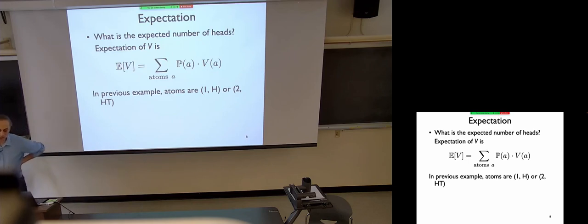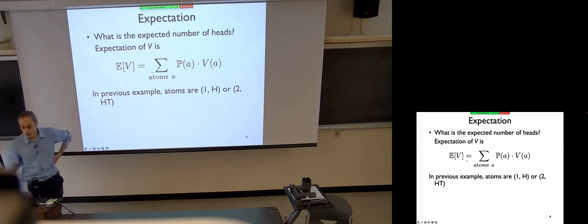Okay, so what is the expectation? We talk about expectation or expected value. The expected value is basically we take a sum. For a particular random variable V, we take the sum over all the atoms that this random variable can take, and we take the value of each of those atoms, and we multiply by the probability that atom can occur.